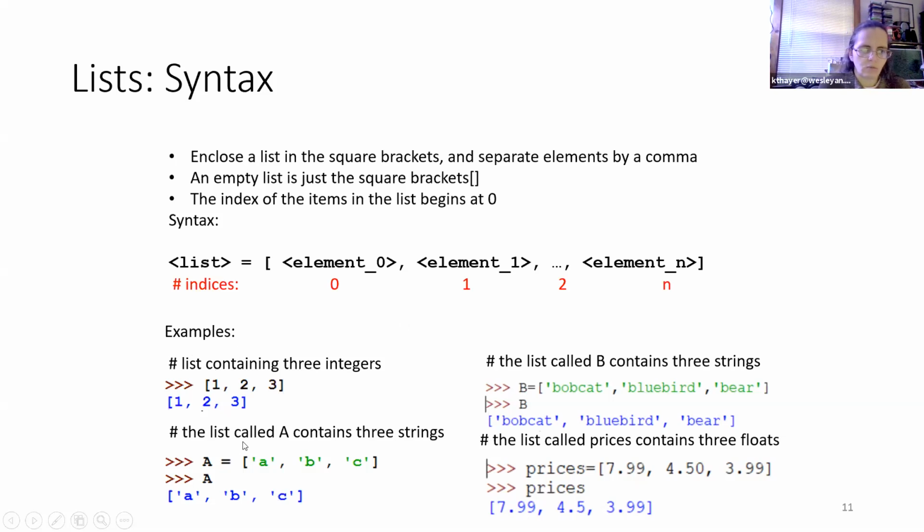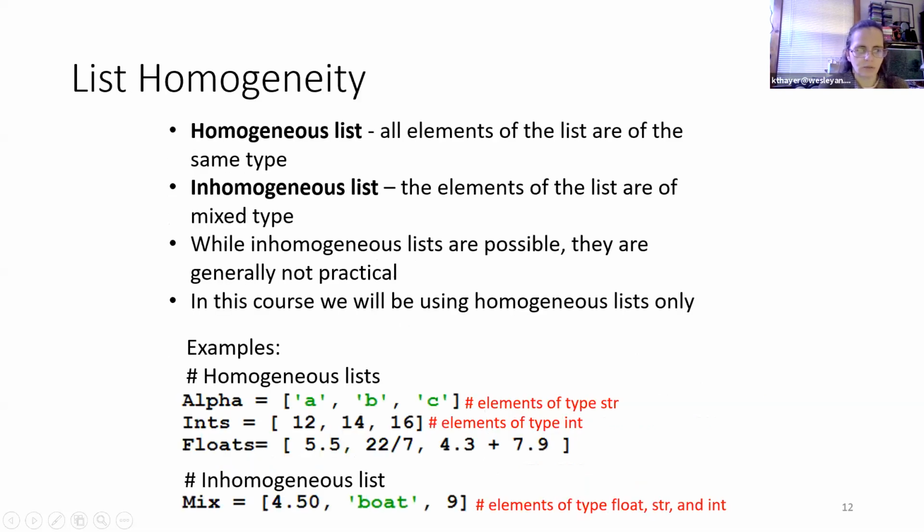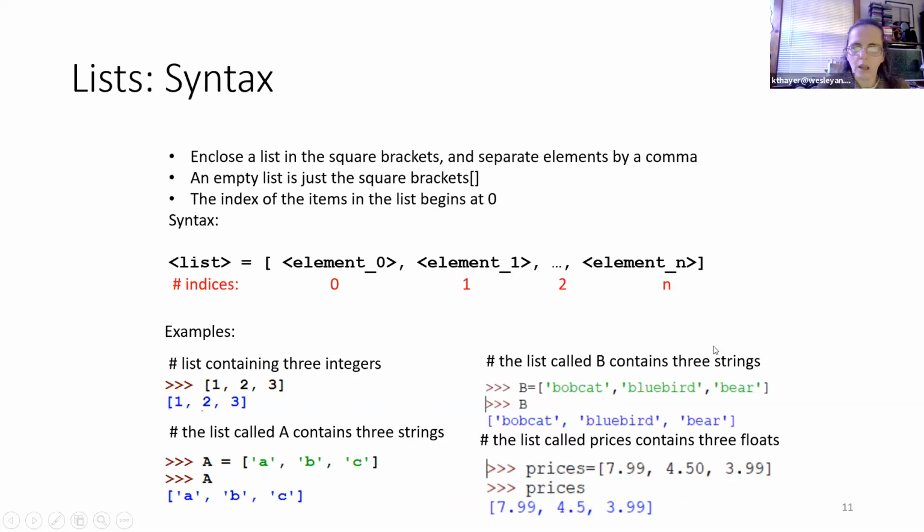Here we have a list that we've actually named. So the list A, this is variable assignment. A is a variable which is equal to a list. So the type of A is list. This contains 3 strings. The strings happen to be the letters A, B, and C. So if we type A, this is what we get. The list called B contains 3 strings, which all happen to begin with the letter B.